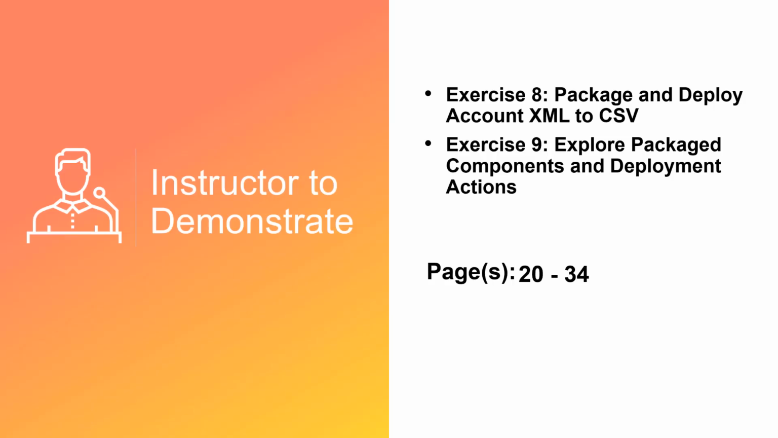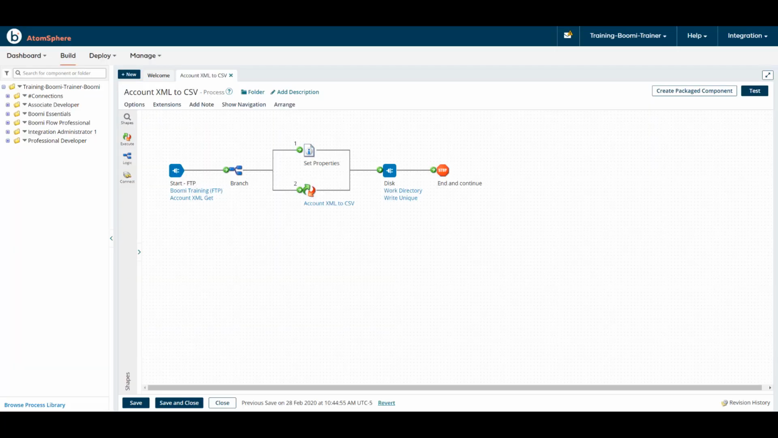I'm now going to demonstrate exercise 8, package and deploy account XML to CSV, and exercise 9, explore package components and deployment actions. We're now going to do exercise 8, package and deploy account XML to CSV.